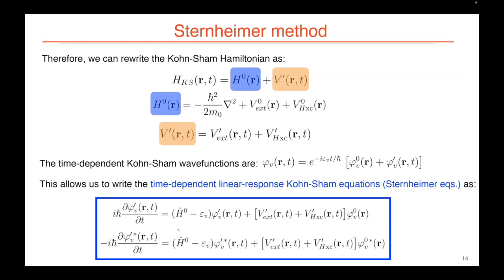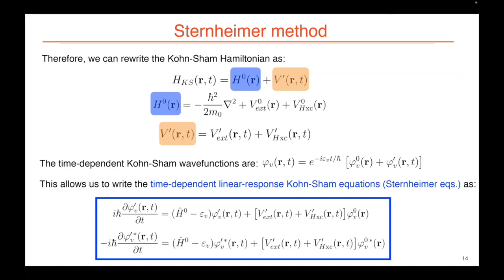And so on the left, we have time derivatives. On the right, we have several components. In particular, H naught minus epsilon, which is the unperturbed Hamiltonian minus the eigenvalue, times the response wave functions, phi prime and phi prime star, plus the response potentials, V external prime plus V Hartree exchange correlation prime, acting on the ground state quantum orbitals phi naught and phi naught star.